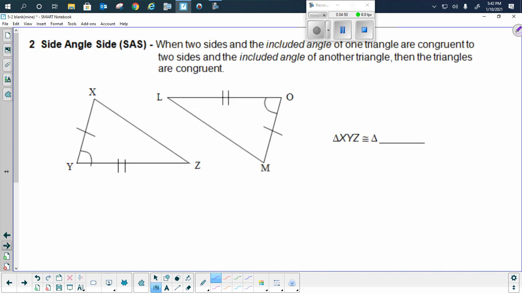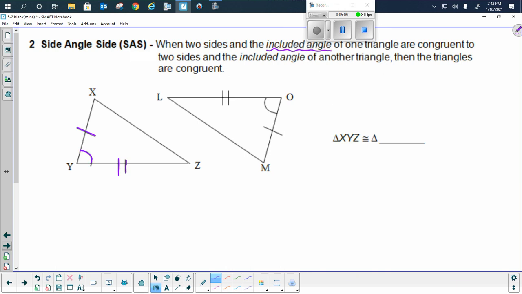All right, the next shortcut, side, angle, side. So when 2 sides and the included angle, notice, included angle of one triangle are congruent. So notice what we mean is I've got two sides here marked and there's an angle between them.